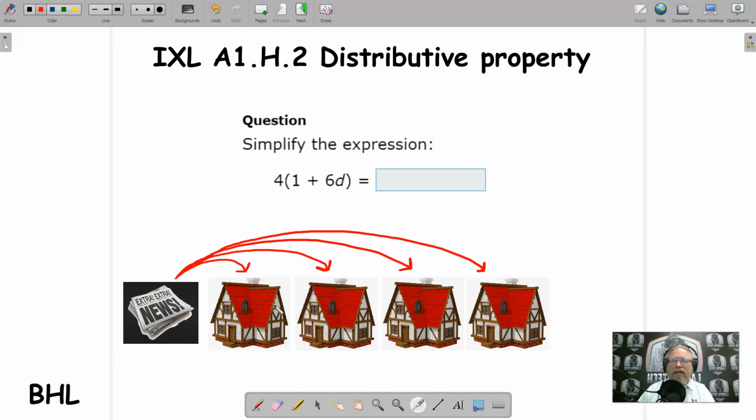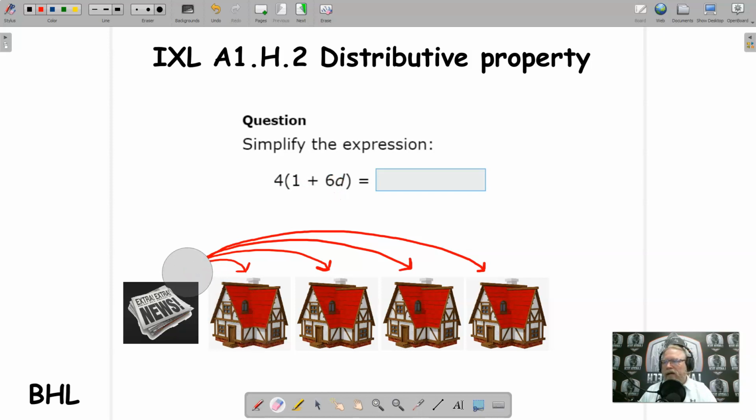So we were in the distribution business. We were distributing something to each house that was on the street. So the distributive property is pretty much the same concept, where the number that is outside of the parentheses is like the newspaper, and the numbers that are inside the parentheses, well, that's kind of like the houses.